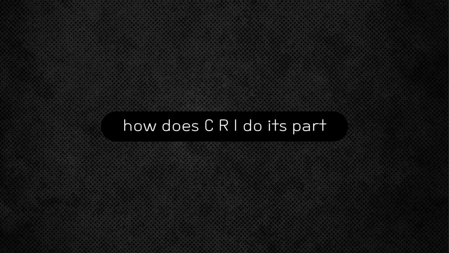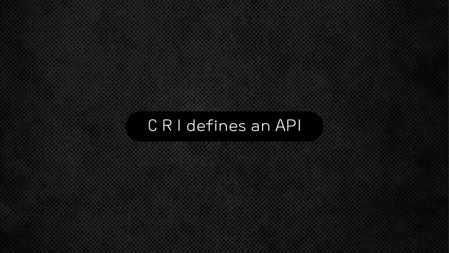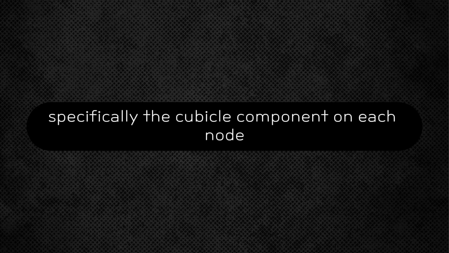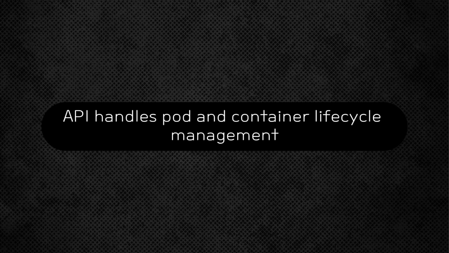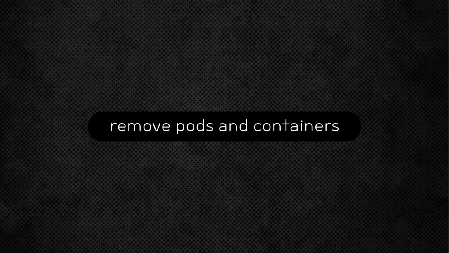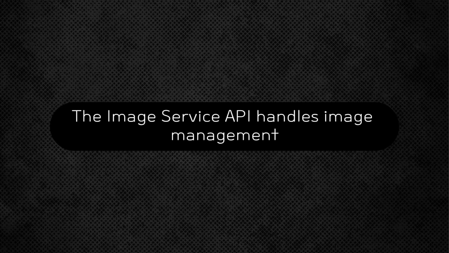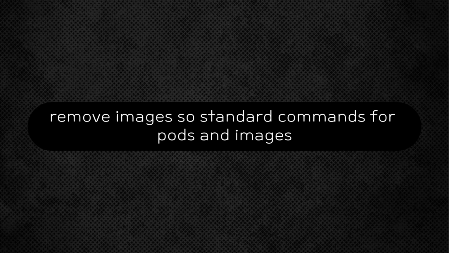How does CRI do its part? CRI defines an API, a contract between Kubernetes, specifically the kubelet component on each node, and the container runtime. It has two main parts. The Runtime Service API handles pod and container lifecycle management: create, start, stop, remove pods and containers. The Image Service API handles image management: pull images, list images, remove images. So standard commands for pods and images.